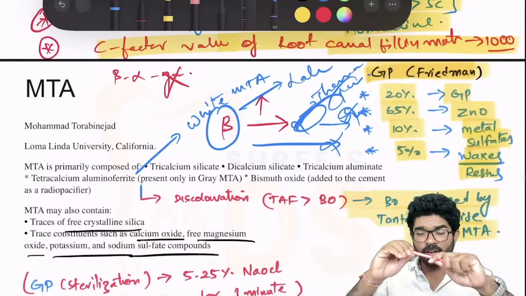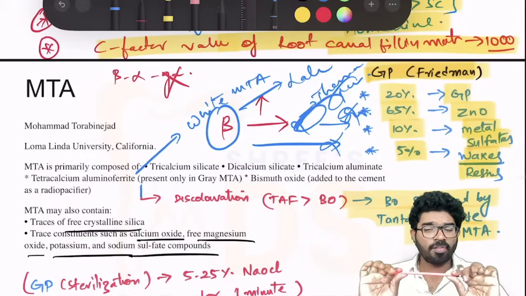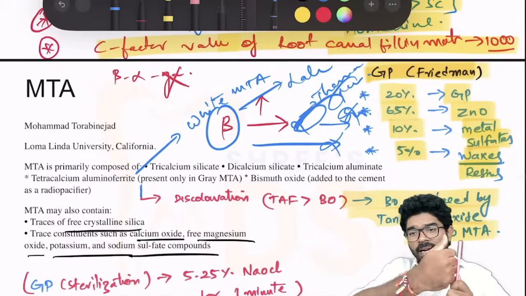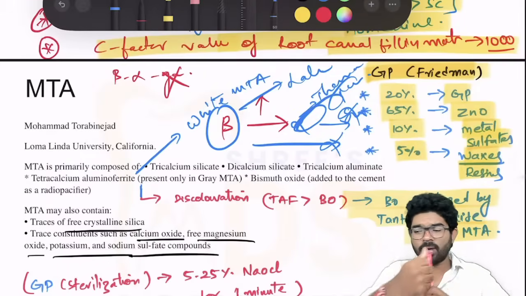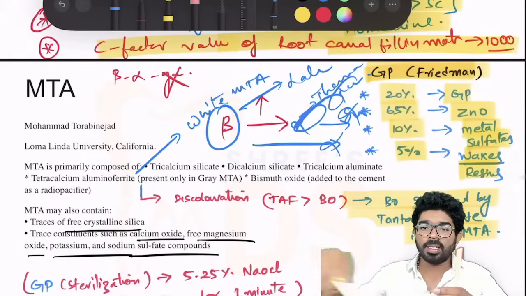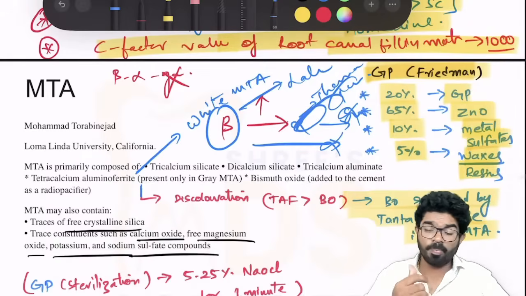The beta form is very, very tough. So I'm going to use the beta form in lateral condensation. I'm going to insert cone by cone and do lateral condensation, then insert one more cone and do lateral condensation again. So beta forms are basically used in the lateral condensation technique.